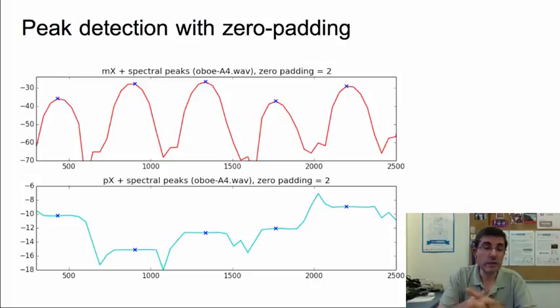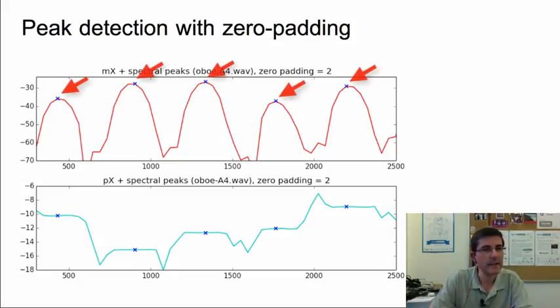One solution to this resolution problem is zero padding. We use an FFT size much larger than the window size. For example, in this example we have increased the FFT size of the previous example by 2. The window size was the same, but we added zeros up to the next power of 2. This results in a much smoother spectrum. Now the local maxima, computed in the same way, the blue crosses, are located in a better place, more at the center of the peak, and therefore the magnitude and the phase will be better.